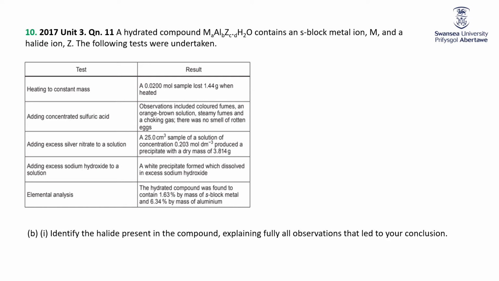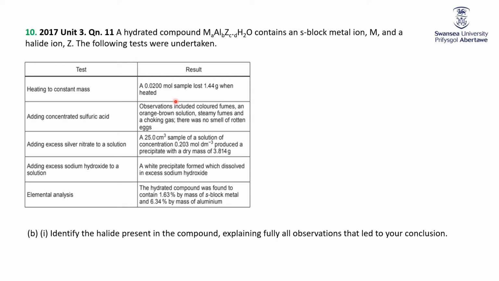This question is part of a bigger question in which parts of it are in other worksheets. You have a hydrated compound, MA, so that's with an alkaline earth metal. You can find that part worked, which is to do with the elemental analysis, in the stoichiometry worksheet. You've got some aluminium, we'll talk about that in a minute. You have halides, we'll talk about that now. And you have some waters in there that's associated with heat to constant mass. Again, that is in a different worksheet.